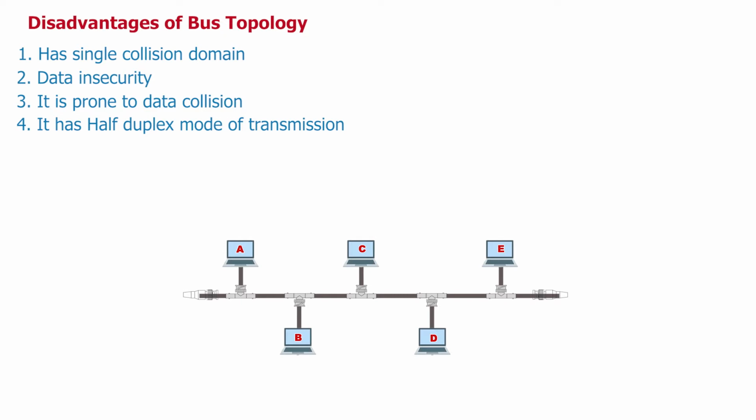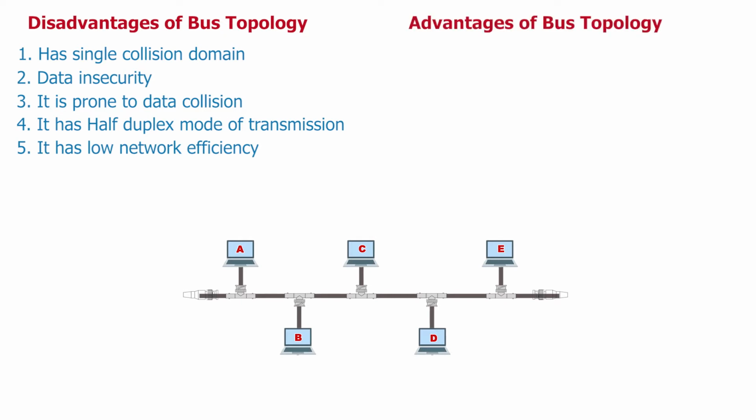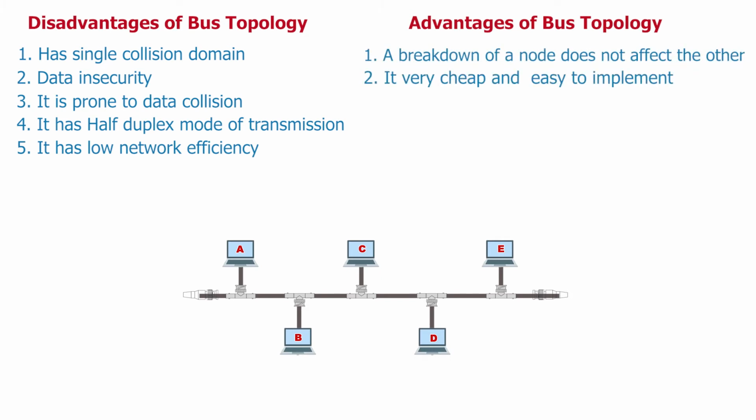Half-duplex data transmission means that data can be transmitted in both directions on a signal carrier, but not at the same time. Network efficiency decreases rapidly whenever you add another device. However, in this topology, if one node breaks down, it does not affect the other nodes. It is very cheap and easy to implement this topology. It is also good for small businesses, but not recommended in modern times.